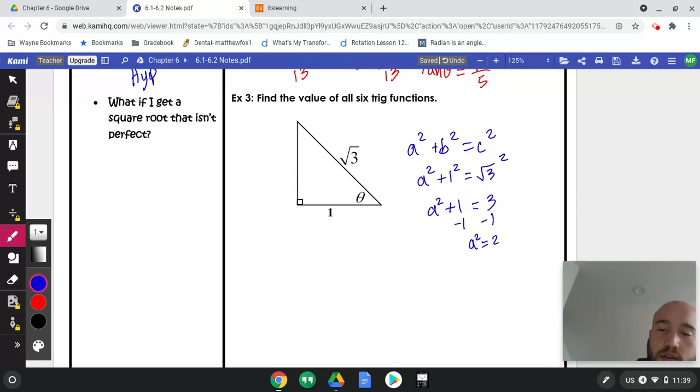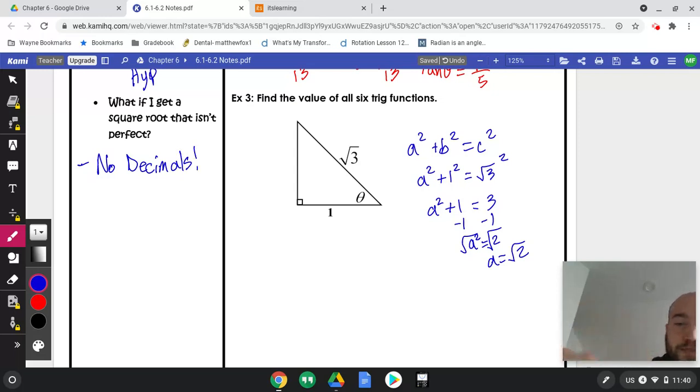A squared equals 2. We take the square root of both sides. A equals the square root of 2. Now, some of you might be ready to pop into your calculator, figure that out. However, when we're dealing with this chapter in trig, we're going to say no decimals. Okay, we want to leave it as a radical. So I'll put that square root of 2 here.